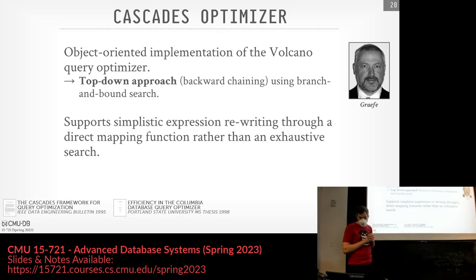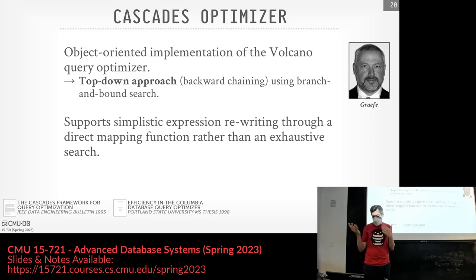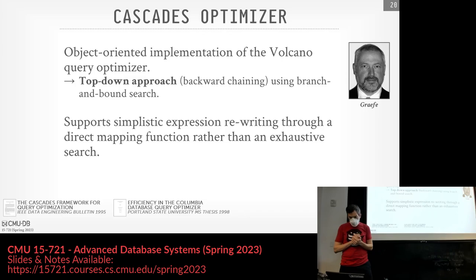What I want to spend more time on is Cascades, and as I said before, this is going to be a top-down approach. It's an extension or an improvement of the original Volcano approach that I talked about last class. But one of the big differences he touted in the original paper was that it's object-oriented instead of being written in C and structs like Volcano. But there are other optimizations that matter a lot. There's the original Cascades paper from 1995. I didn't have you read that because it doesn't really describe it as well as I think it should.